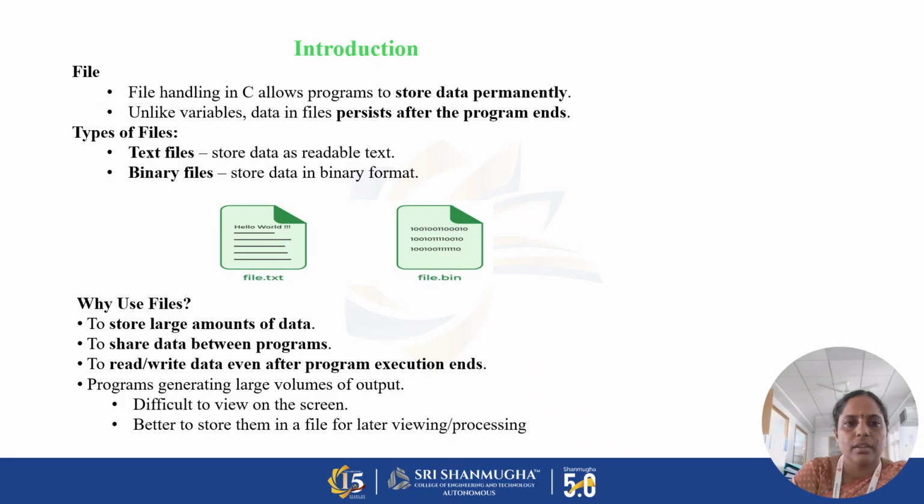So, what is a file? A file makes you store data permanently. Unlike a variable, we can store the data permanently without any confusion. There are two types of files: text files and binary files. Text files are used to store the data in readable form. Binary files are where the values are zeros and ones.